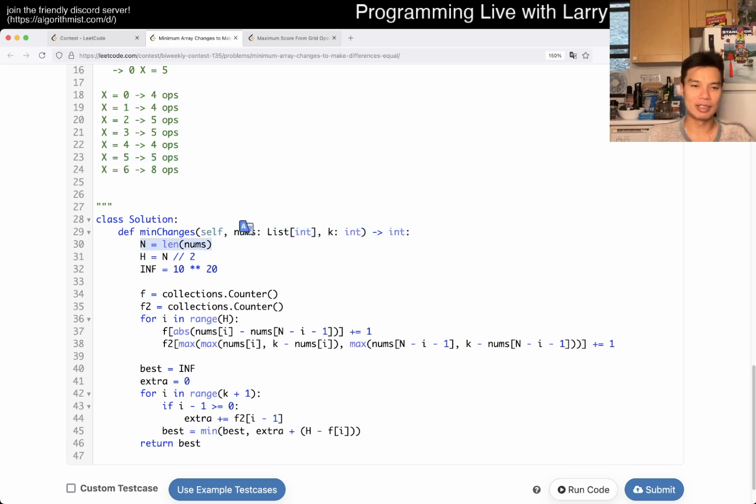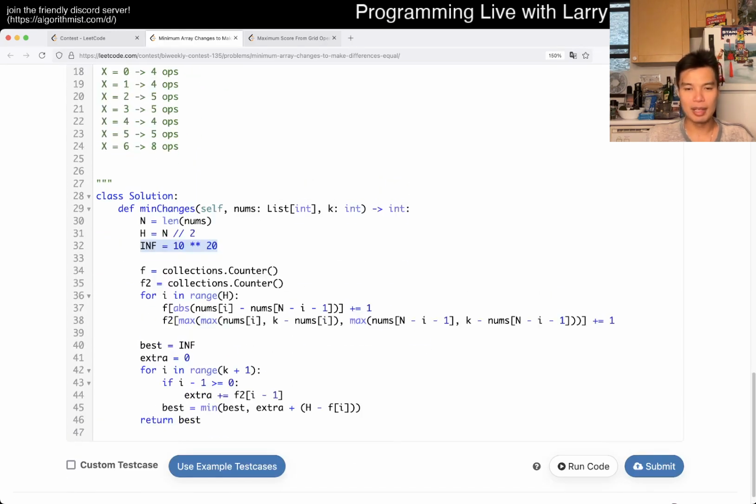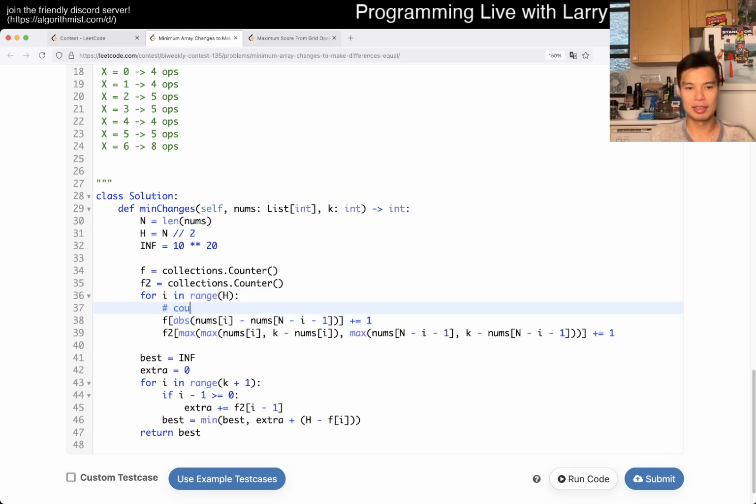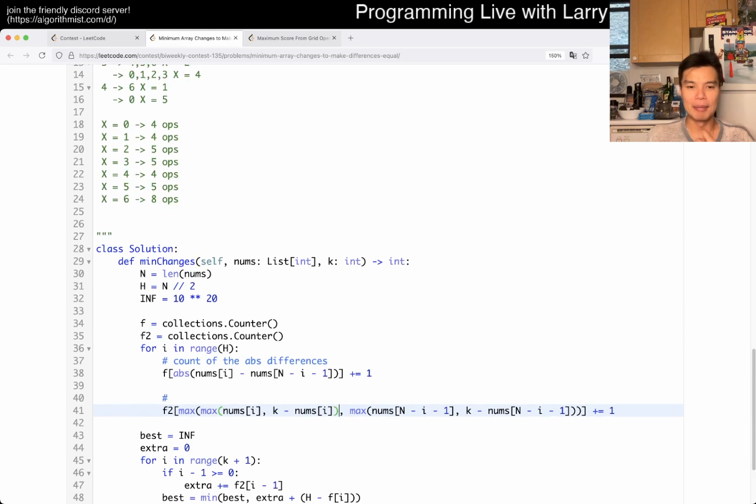I have n is equal to length, h is just the half of the thing, so it's the number of pairs. I don't even think I technically need this. I just kind of messed up, to be honest. So here for each pair, this is the frequency of the delta, right? So this is the count of the deltas, or the absolute differences, put it that way. And then here, this is just the way to calculate it. I don't need 2 maxes, but I messed up initially. But this is the idea, right?